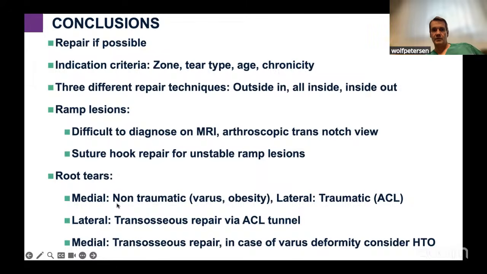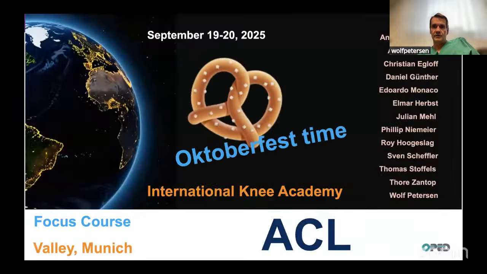Root tears: medial root tears are non-traumatic, whereas lateral ones are traumatic and mostly associated with ACL injury. At the lateral side, I use a transosseous repair via the ACL tunnel, and at the medial side, I use a transosseous repair, and in case of a varus deformity, I perform the repair in combination with an HTO. This depends on whether the tears are traumatic or non-traumatic, and on the severity of cartilage damage and osteoarthritis. Thank you for your attention.